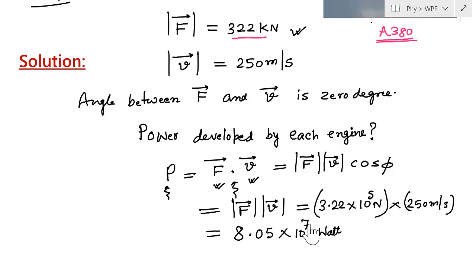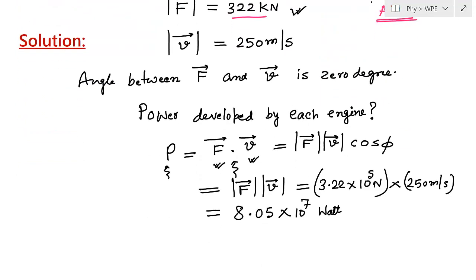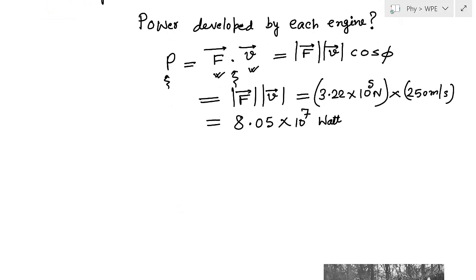So basically this is 8.05 times 10 to the power 7 watt. That is the SI unit of power. Now the question says you have to calculate the power in horsepower. So what horsepower does each engine generate or develop? You may remember 1 horsepower is equal to how much? This is equal to 746 watt.